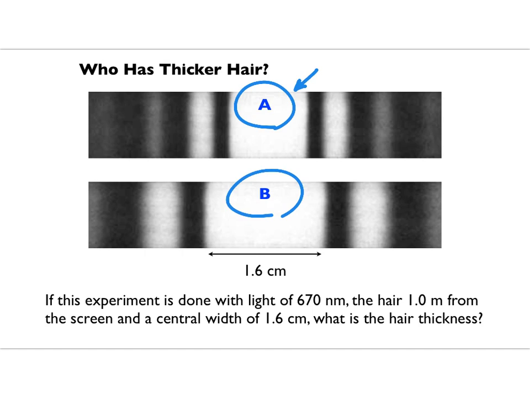And here's my question. The light has a wavelength of 670 nanometers. That's a red laser. The hair is 1 meter from the screen, and the center width is 1.6 centimeters. What is the hair thickness?